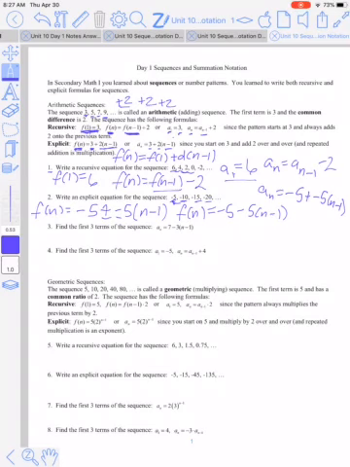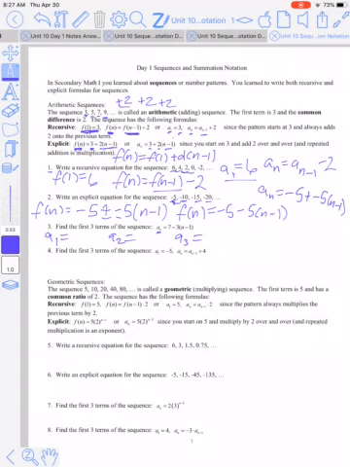Number 3 says find the first 3 terms of the sequence. If I want to find the first 3 terms, that means I want a sub 1, I want a sub 2, and I want a sub 3. Why did I not use f of 1, f of 2, f of 3? I could have, but they were with subscript notation, so I just stuck with it.